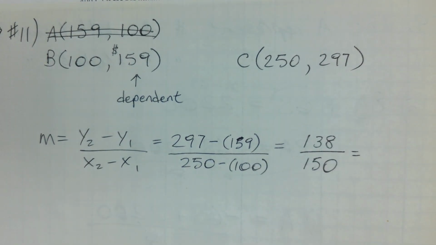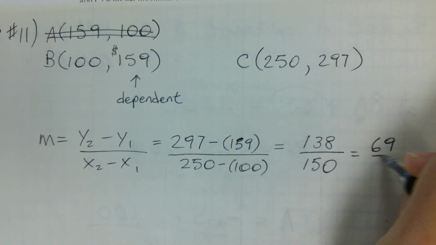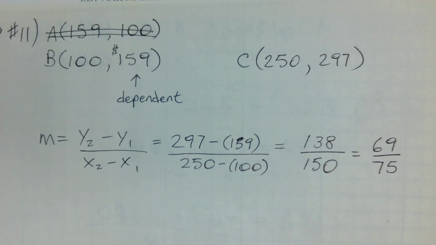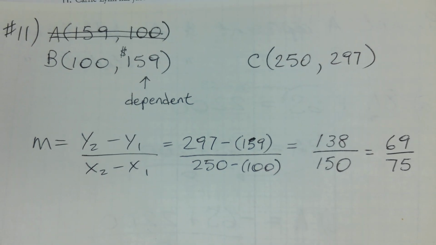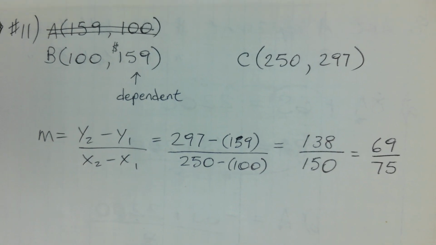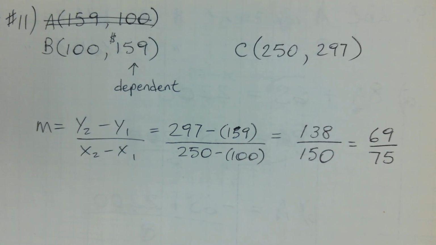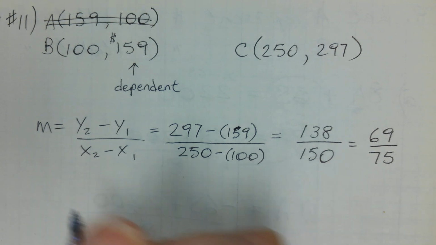Okay, I can reduce that. 138 divided by 2 is 69. So 69 over 75. Let's see, 0.92, I think yep. I know the answer used decimals, but on your test it will say leave as fractions.